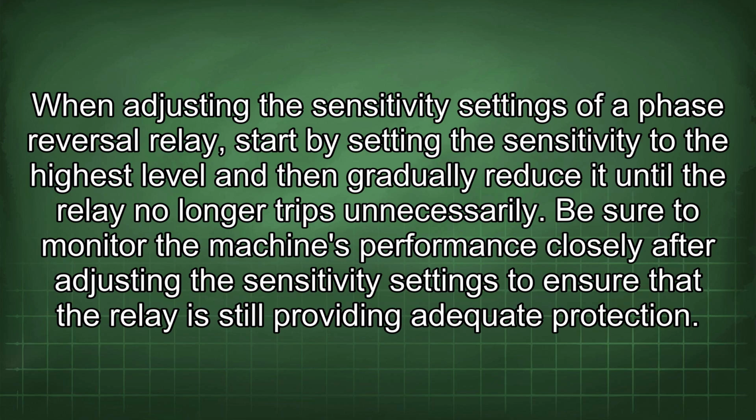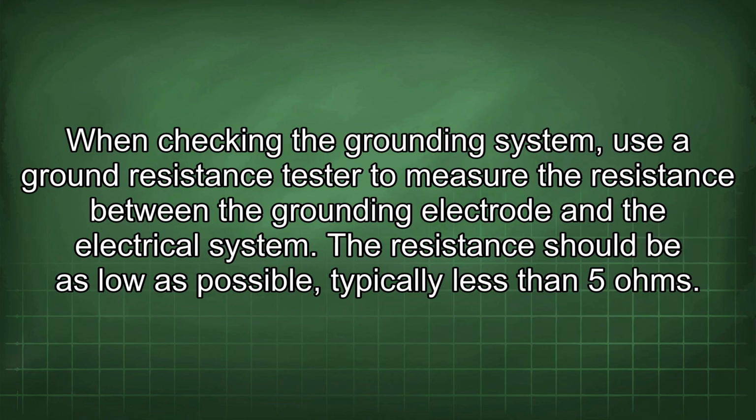When checking the grounding system, use a ground resistance tester to measure the resistance between the grounding electrode and the electrical system. The resistance should be as low as possible, typically less than 5 ohms.